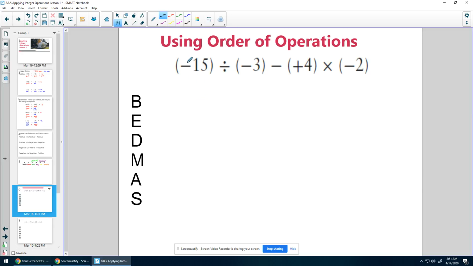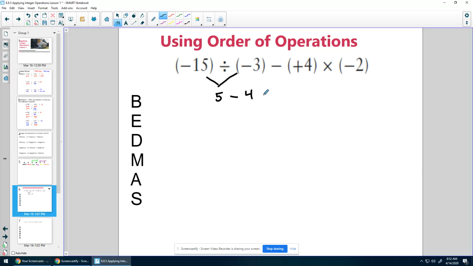So we have no brackets, nothing inside of brackets that can be solved. We have no exponents. Do we have division? Yes, we do. So that is right here. So we have negative 15 divided by negative 3. Negative divided by a negative gives us a positive 5. And then we're going to drop everything else down.